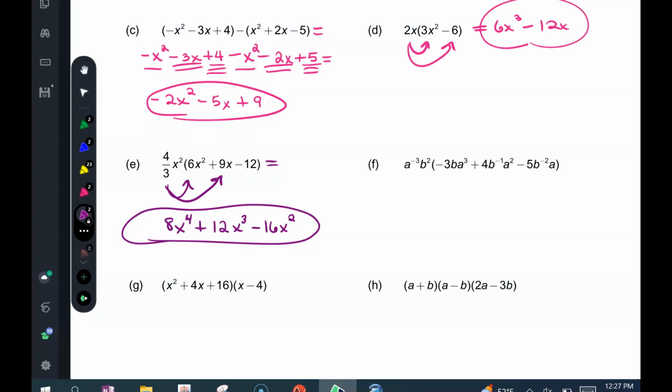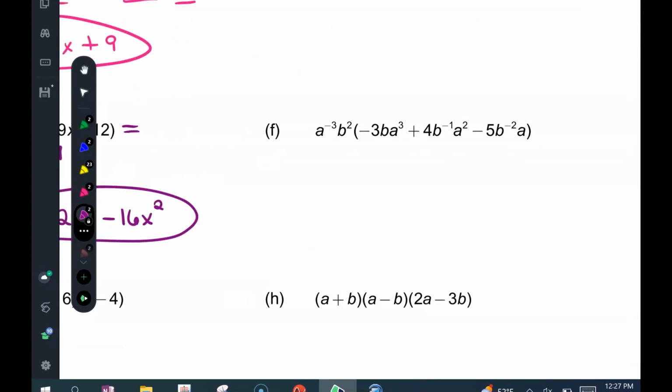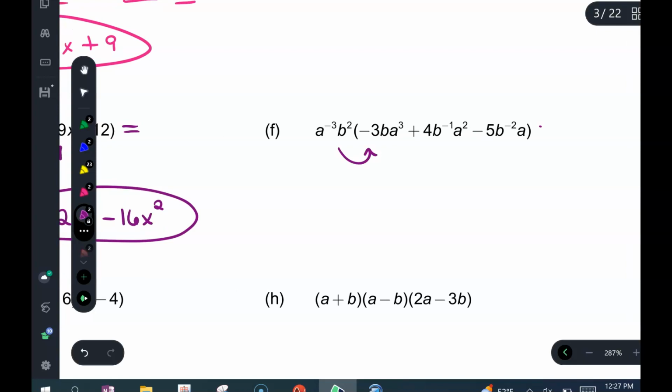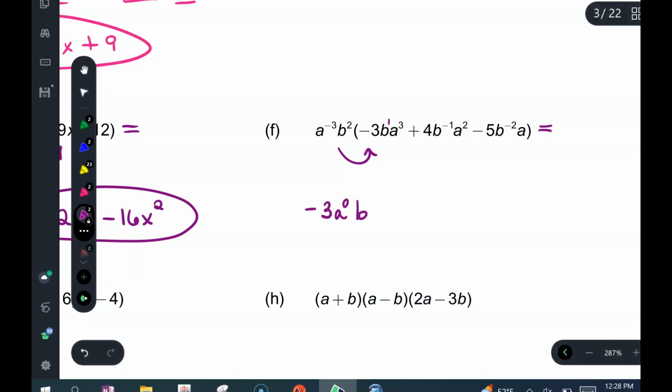Okay, this one gets a little crazy with the negatives. Oh, that's a massive term. I always like to put the coefficients in front. So we're going to multiply this to this. So I'm going to put the -3, and then let's do a. So -3 a and +3 a cancels out. It just becomes a to the 0, right? And how about b? We have b squared and b, so it'd be b cubed. Good. All right, distribute here.